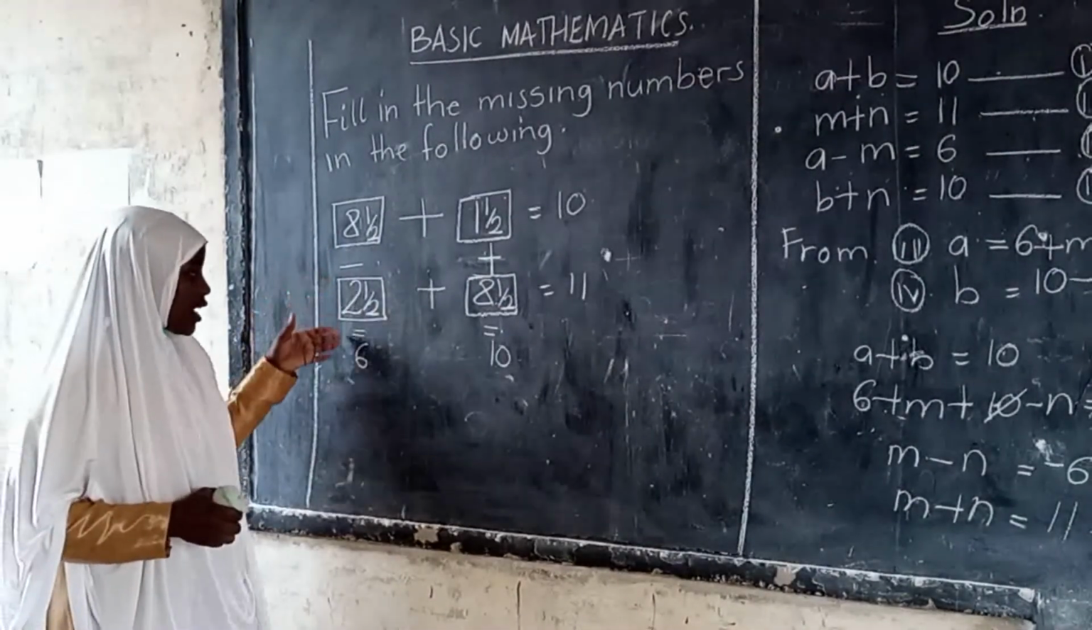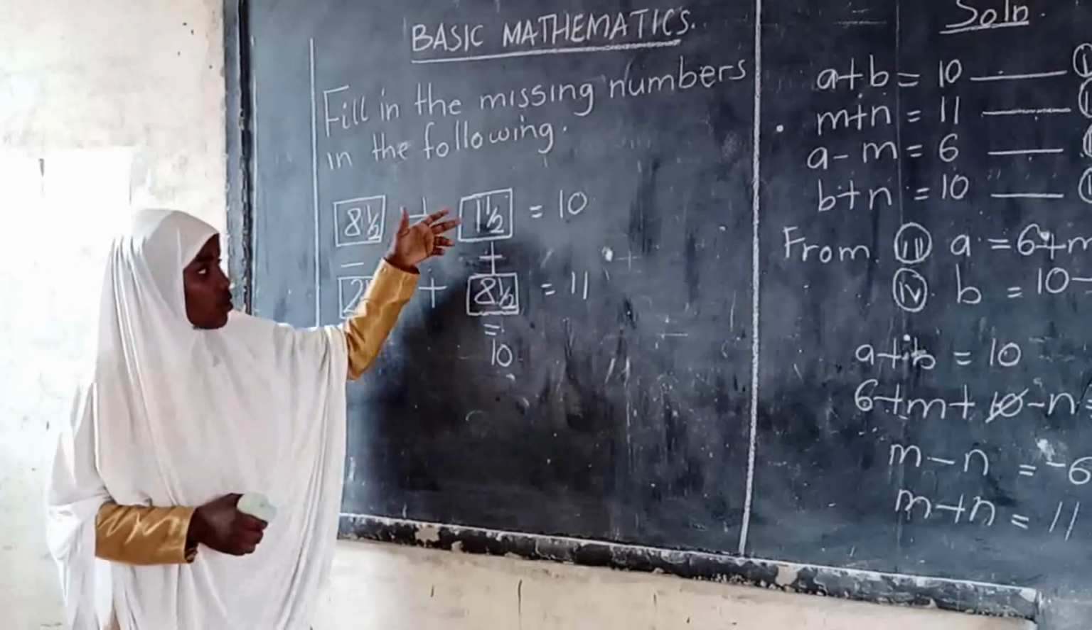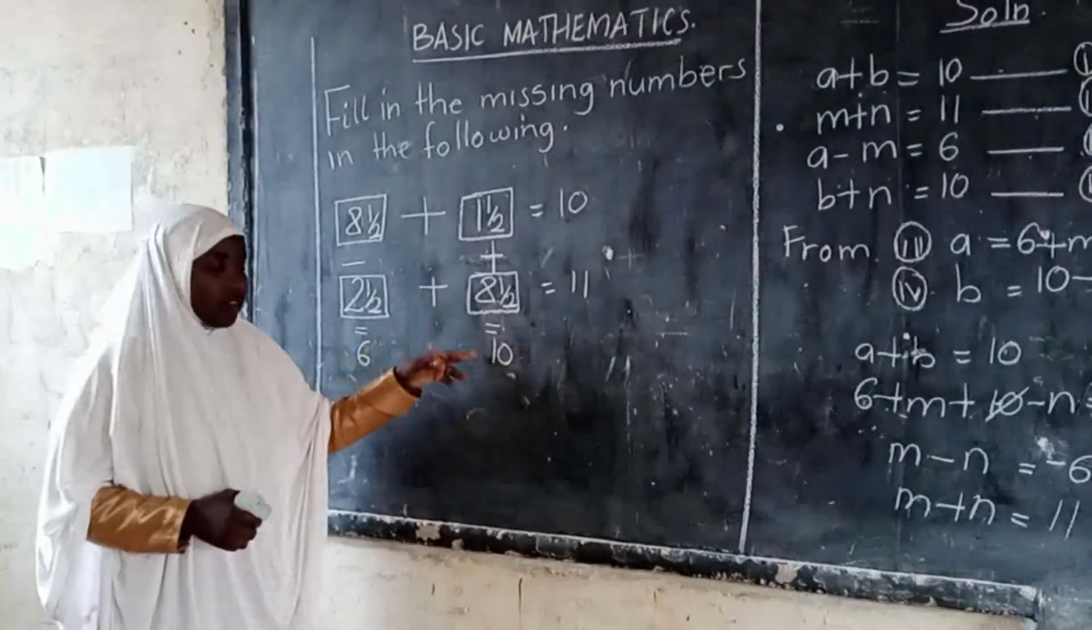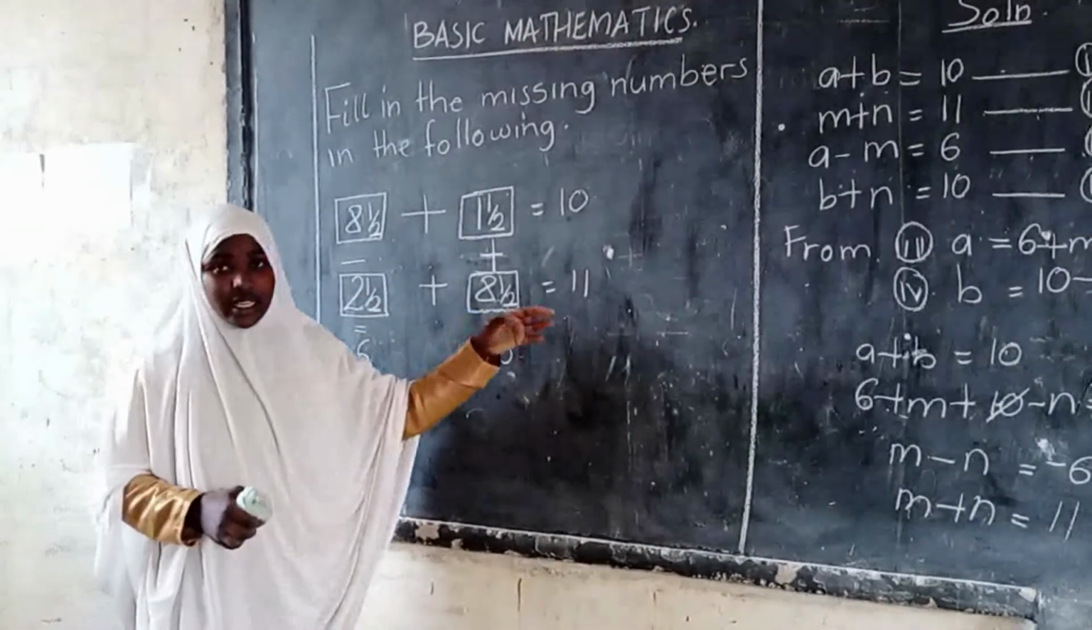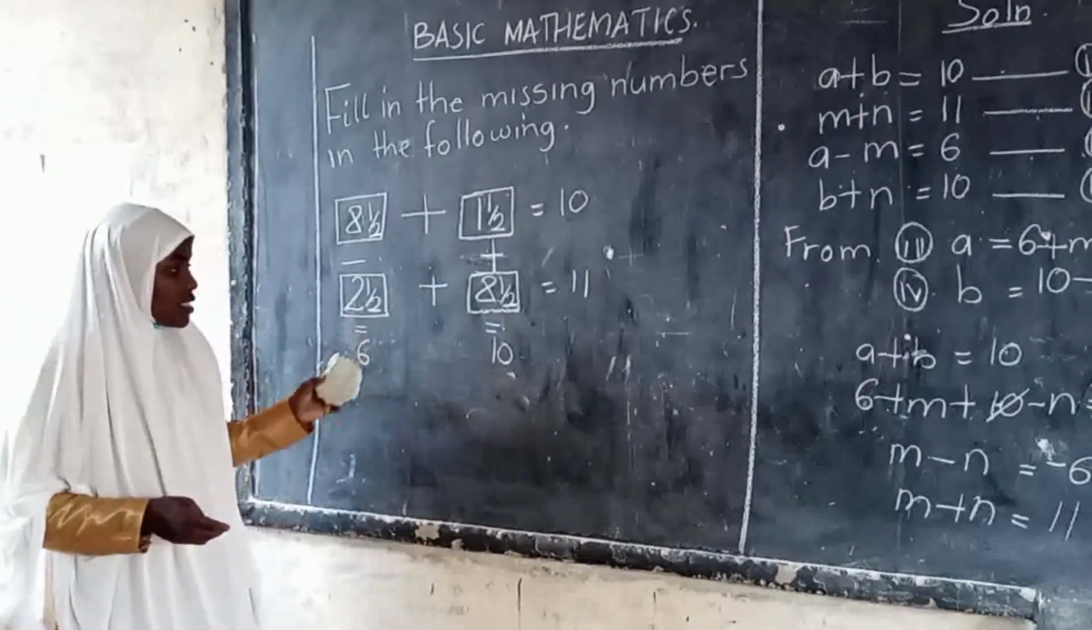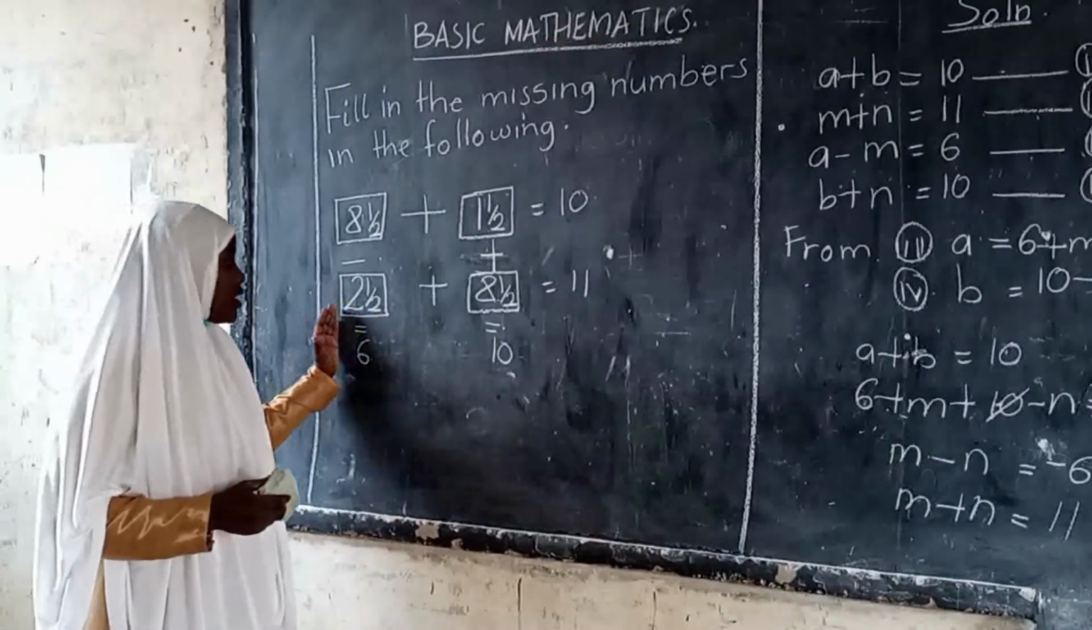So here we already have the value that 8.5 plus 1.5 will get 10. 8.5 minus 2.5 will get 6. Also 1.5 plus 8.5 will get 10. Also 2.5 plus 8.5 will get 11. So after doing this, we have already got the values of this question.